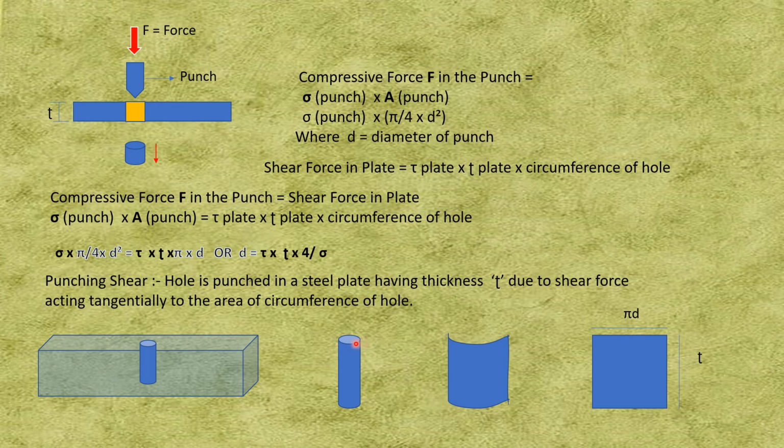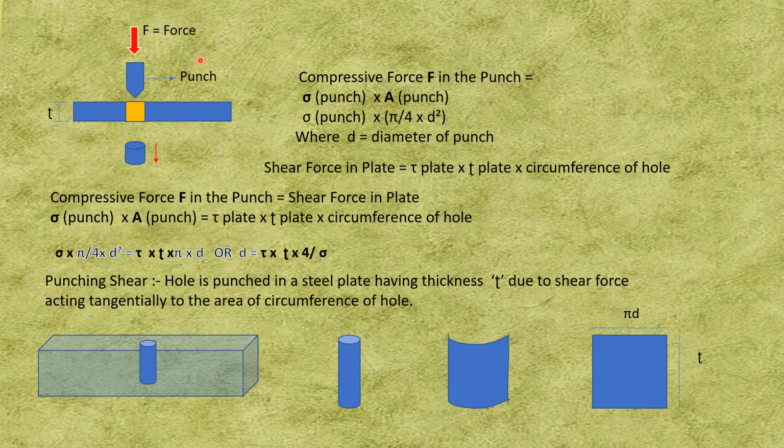Now if this circular shape is made straight, it becomes something like this, and what is the length? This length is pi d, that is the circumference of the hole, into this thickness t. This is the area under shear, pi d into t. So the thickness of the plate into the circumference of the hole, that is the area, and into the shear stress of the plate, that gives us the shear force in the plate.